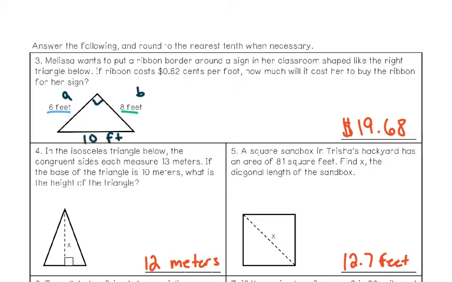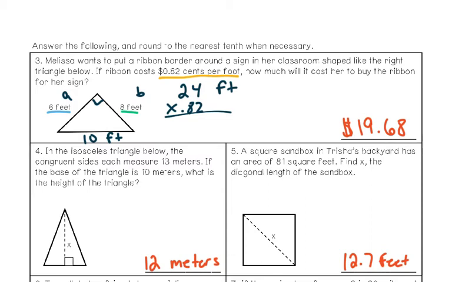Since Melissa wants to put a ribbon border around the whole sign, I need to find the perimeter of this right triangle. So I'm going to add up 6, 8, and 10, which means that there is 24 feet in total. I also know that the ribbon costs 82 cents per foot. Since it's 82 cents per foot, I'm going to multiply the amount of feet by that 82 cents. That's going to give me the total price of $19.68.